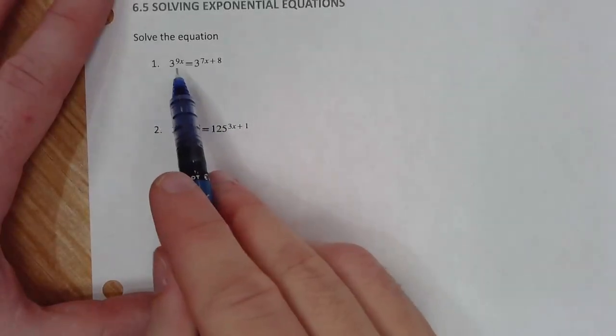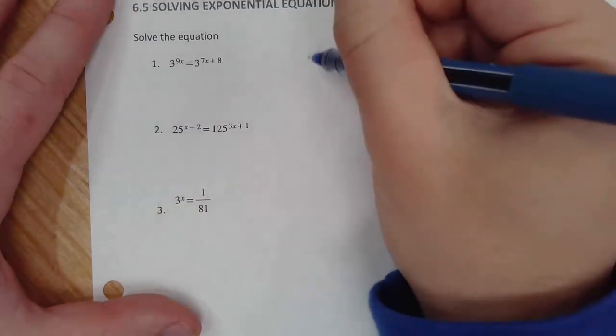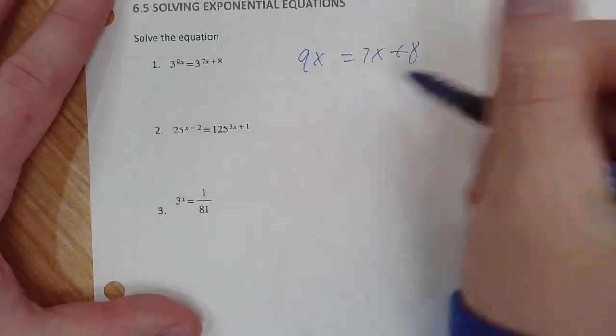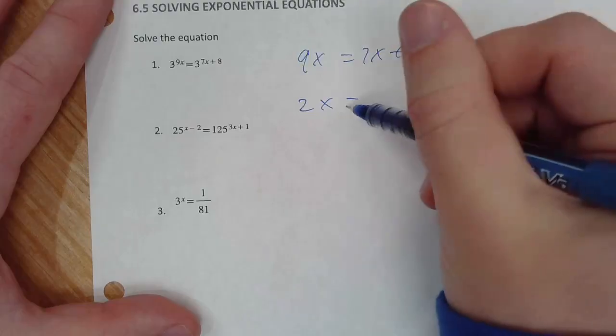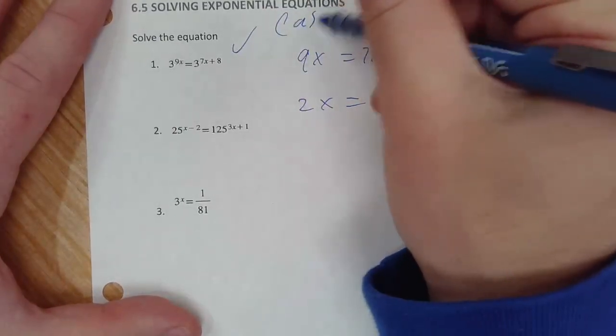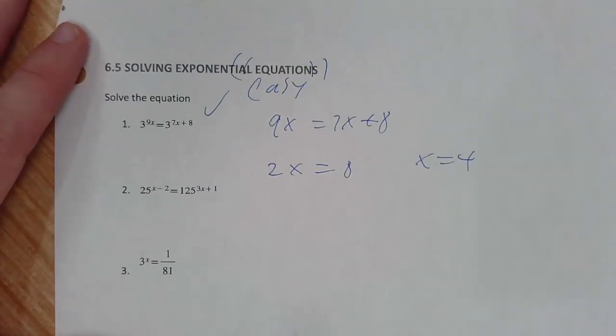If the bases are the same, what can you do? If the bases are the same, you just set the exponents equal to each other. This is just 9x equals 7x plus 8. So, to solve that, you get 2x equals 8 or x equals 4. That's easy. This is an easy problem, quote unquote, right? They say easy, but nothing's easy.